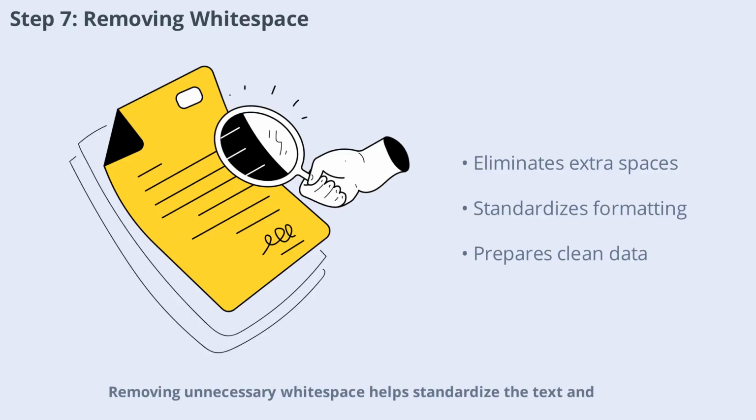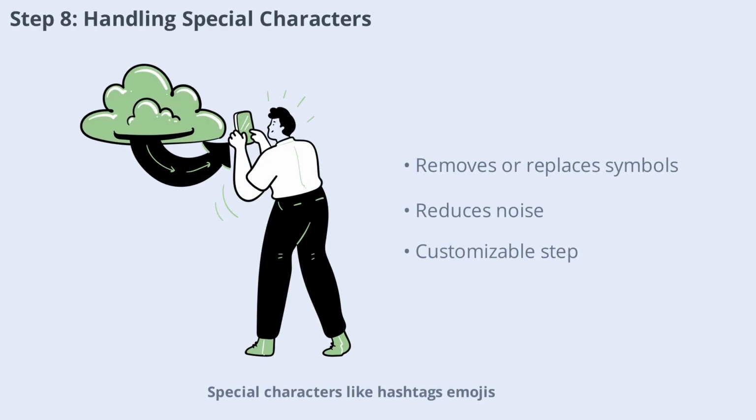Removing unnecessary whitespace helps standardize the text and ensures that our analysis isn't affected by formatting issues. This step is quick and easy, but it plays an important role in producing clean, uniform data that's ready for further processing. Special characters like hashtags, emojis, or symbols can introduce noise into text data. Depending on your analysis goals, you may want to remove these characters or replace them with standardized tokens. Handling special characters appropriately ensures that your data is clean and that your analysis isn't thrown off by unexpected symbols.